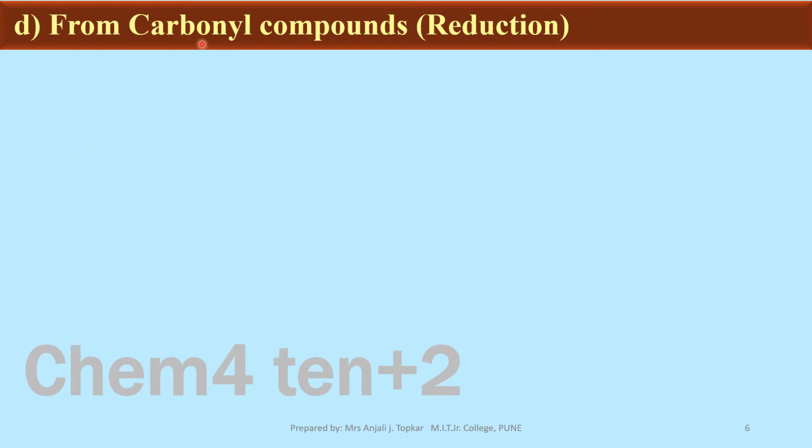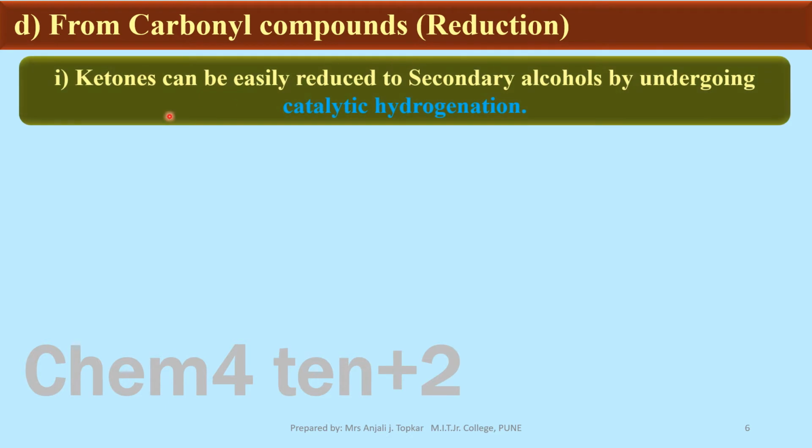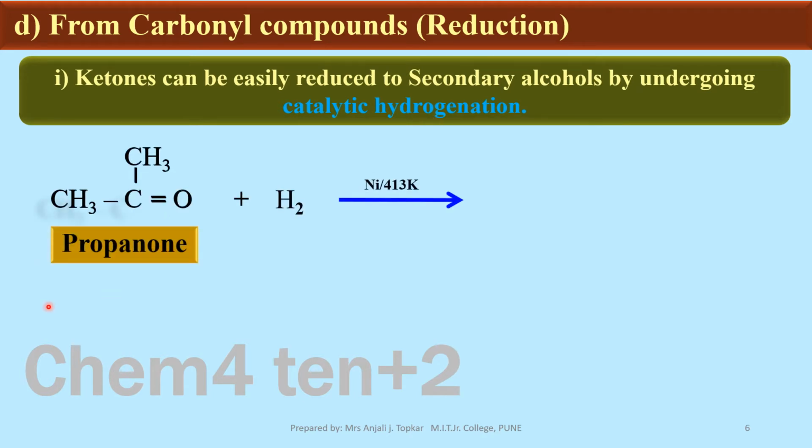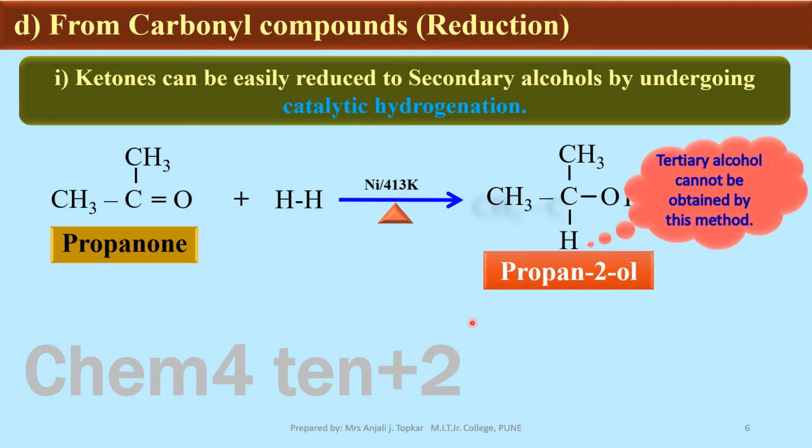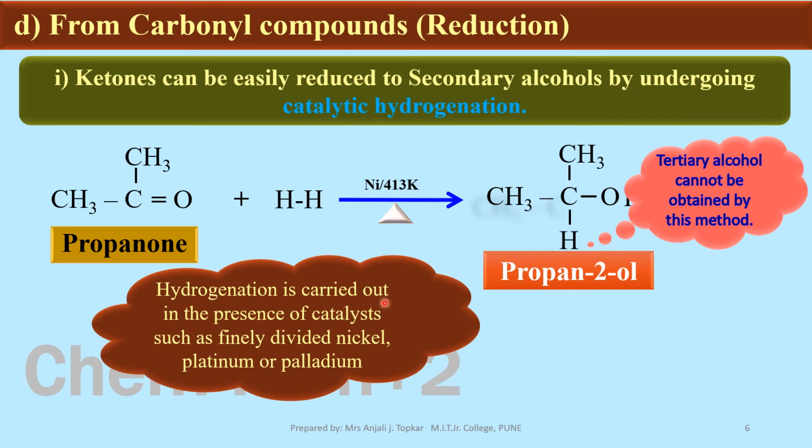From carbonyl compounds, that is by reduction. Ketones can be easily reduced to secondary alcohols by undergoing catalytic hydrogenation. The ketone here used is propanone, that is acetone, plus H2 in the presence of catalyst nickel at 413 Kelvin. We can see here the double bond gets broken. One hydrogen moves to carbon atom and another moves to oxygen atom to form secondary alcohols. So ketones, when they undergo reduction, form secondary alcohols by catalytic hydrogenation. Tertiary alcohols cannot be obtained by this method. Hydrogenation is carried out in the presence of catalysts such as finely divided nickel, platinum or palladium.